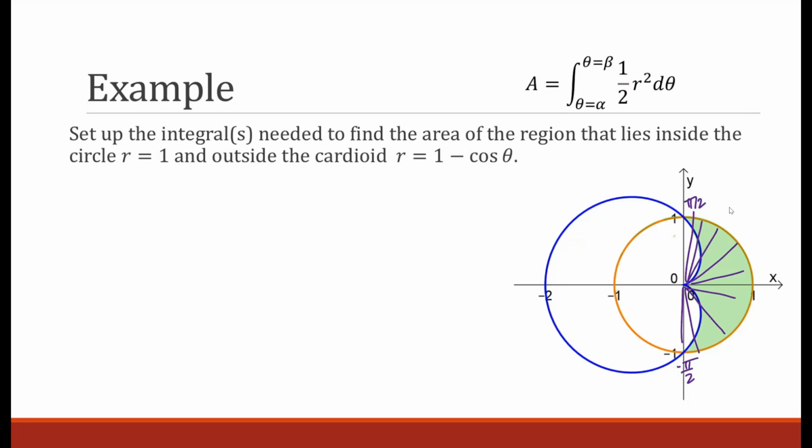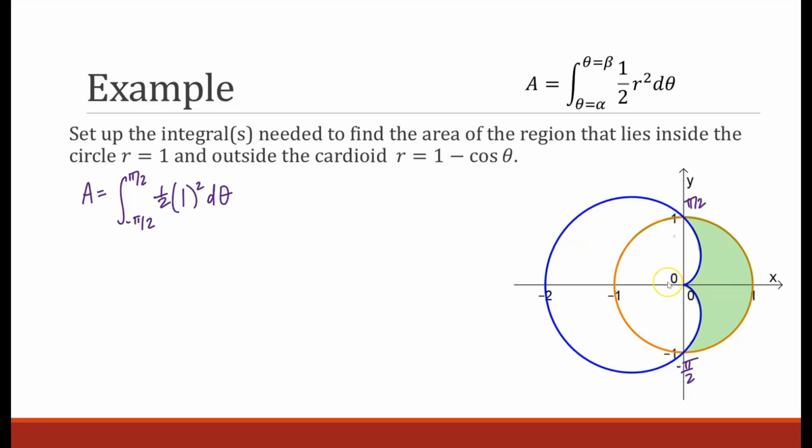Just be careful here and don't set it up from 3 pi over 2 to pi over 2. Remember, limits of integration need to go from small to big. So the first integral I'm going to set up here is the integral from negative pi over 2 to pi over 2 of 1/2 times the radius, well the radius is just 1, the radius squared d theta. So that's finding the area of that semicircle, the right side of this unit circle.